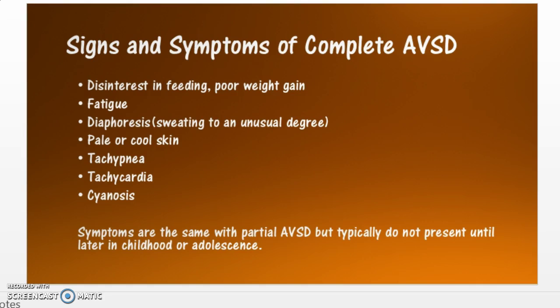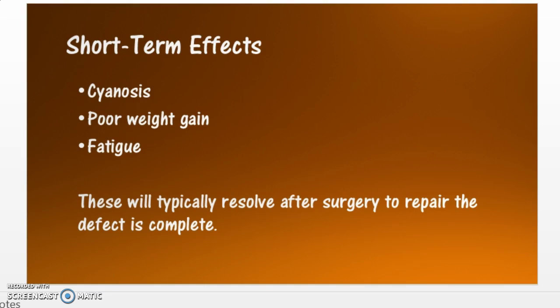Some of the signs and symptoms of a complete AVSD include disinterest in feeding and poor weight gain, fatigue, diaphoresis, just sweating to an unusual degree, pale or cool skin, tachypnea, tachycardia, and cyanosis. Symptoms are the same with partial AVSD, but typically do not present until later in childhood or adolescence. Some of the short-term effects are cyanosis, poor weight gain, and fatigue. These will typically resolve after surgery to repair the defect is completed.